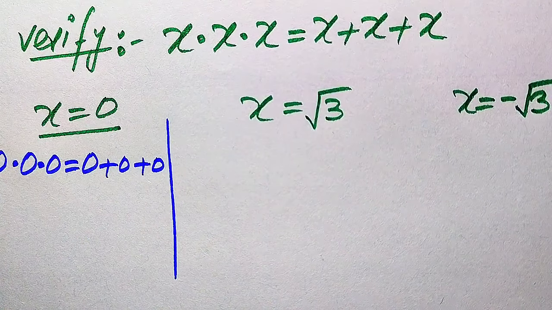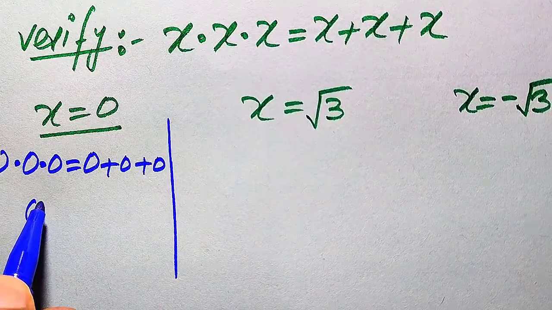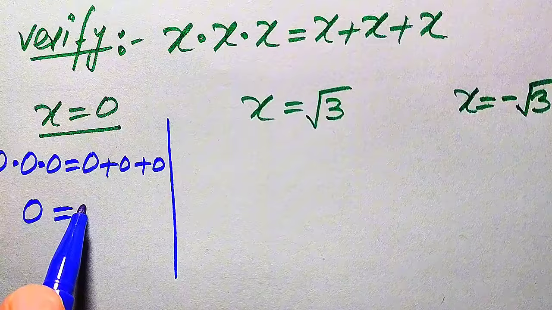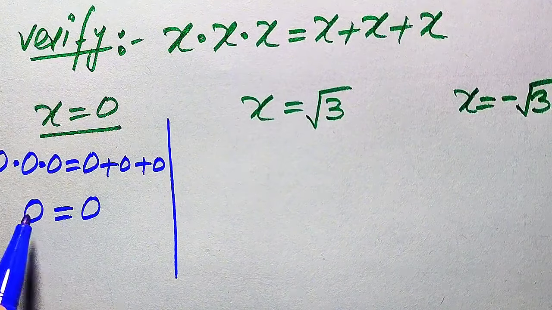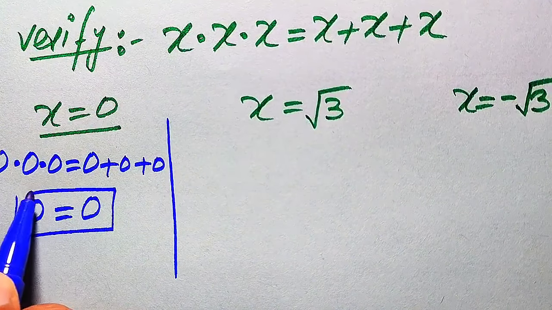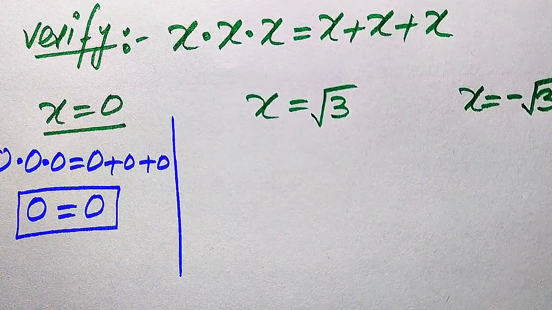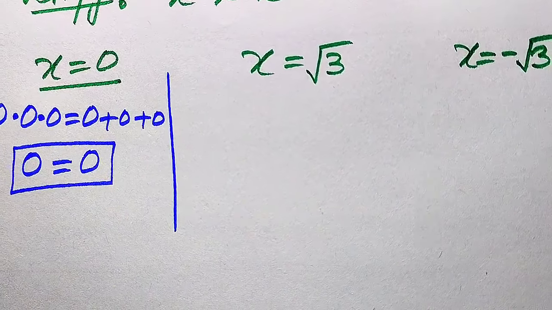We know that when we multiply 0 any number of times, it will become 0, and when we sum up 0 any number of times, it will always become 0. So here we get both of these two are equal. It means that the value x equals 0 satisfies our given question statement.